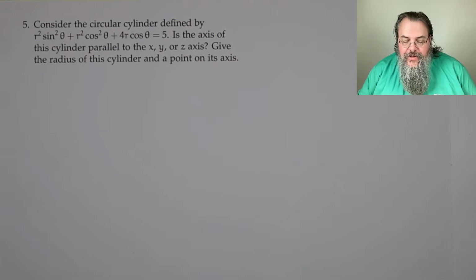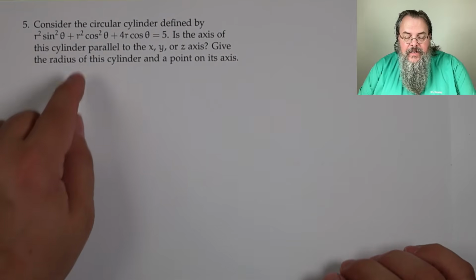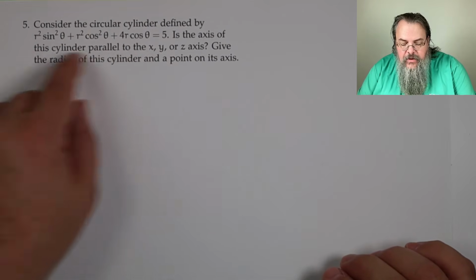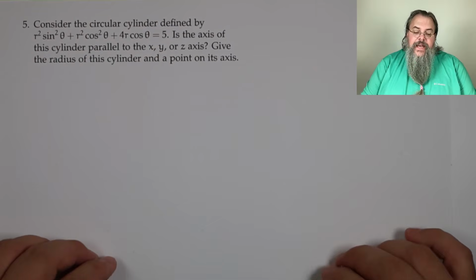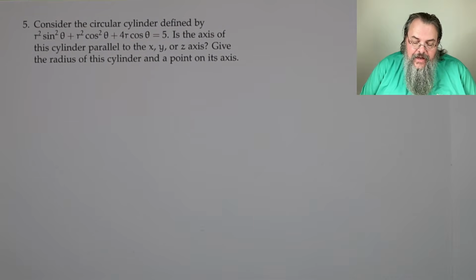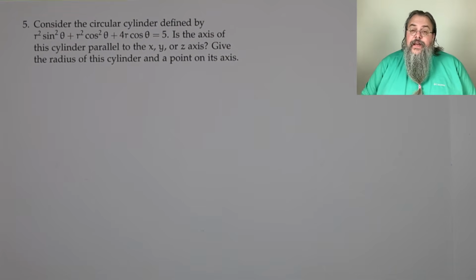Consider the circular cylinder defined by r squared sine squared theta plus r squared cosine squared theta plus 4r cosine theta, add all those together equals 5. Is the axis of the cylinder parallel to the x, y, or z axis? And it says give the radius of the cylinder and a point on its axis.